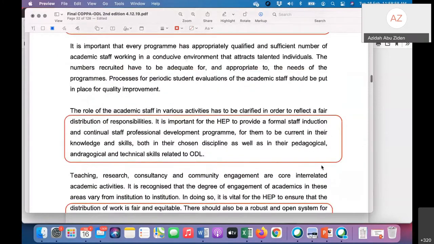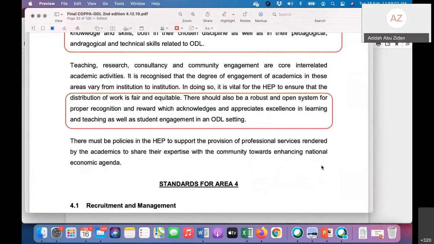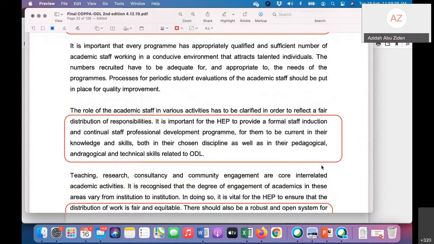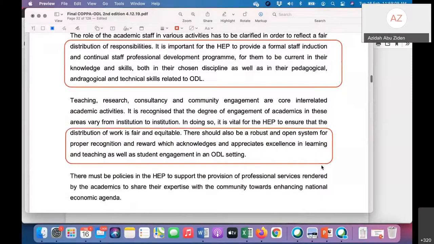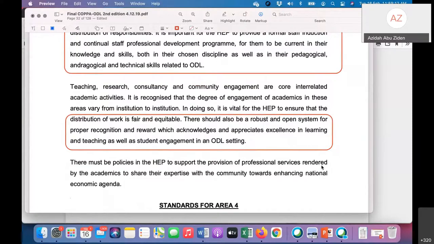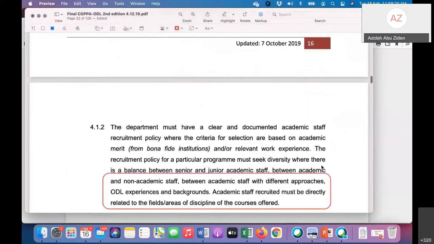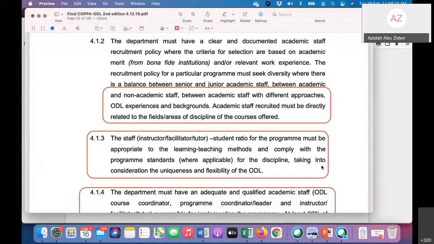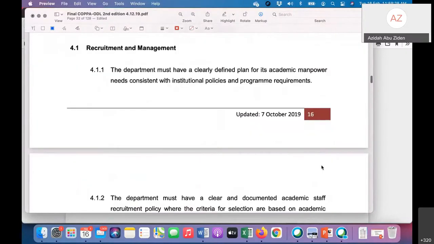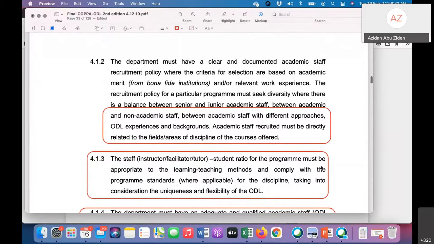Saya ingin highlightkan, okay, satu sebab masa pun dah nak tamat. Academic staff sangat penting di-highlightkan tentang pedagogical, andragogical, technical skill related to ODL. Ya, kalau dia biasa mengajar conventional, tidak semestinya dia tahu mengajar ODL. For area 4, okay, ingat area 4, recruitment and management, kalau ada ODL punya program, make sure that kalau nak untuk that particular program, kalau ada buka appointments for new staff, pastikan kalau boleh dapatkan with ODL experiences.